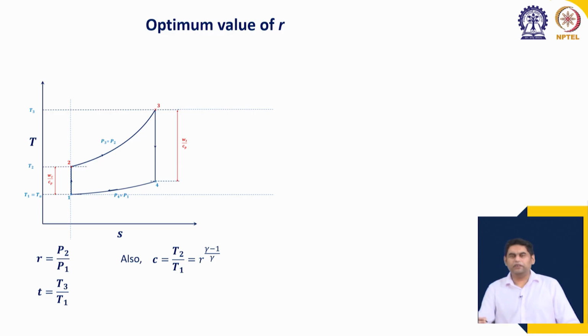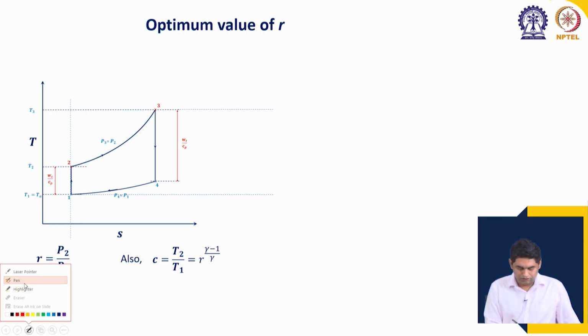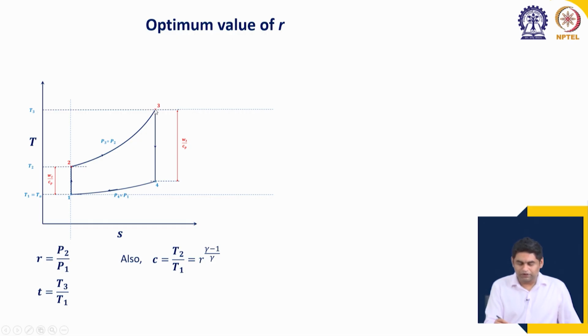So, now what is this optimum value of R? How can we find the optimum value of R and why does it exist? Let us consider the case on the left hand side. We have a simple Brayton cycle going from 1 to 2, then 2 to 3, 3 to 4, 4 to 1, within the same temperature ratio.